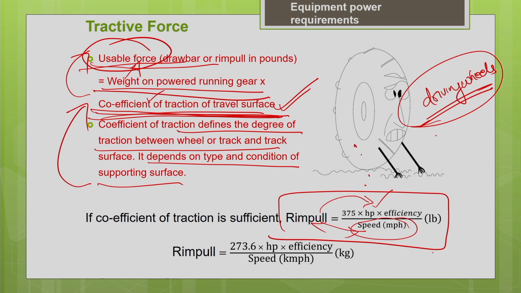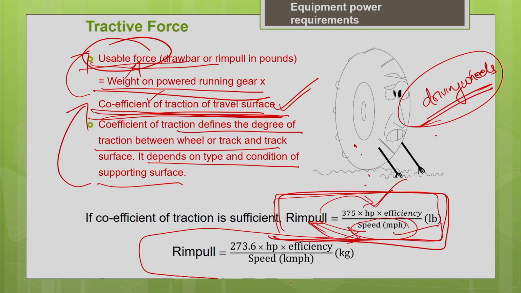Rim pull and the speed of the machine are inversely related. So you can see the greater the speed of the machine, the lesser the rim pull possible. They both are inversely related to each other. So, if the traction is sufficient, you can take the rim pull as a direct function of the horsepower of the machine. If you know the horsepower from the manufacturer and the speed of the machine, you can easily estimate the rim pull. So, this is the relationship to estimate in pounds.